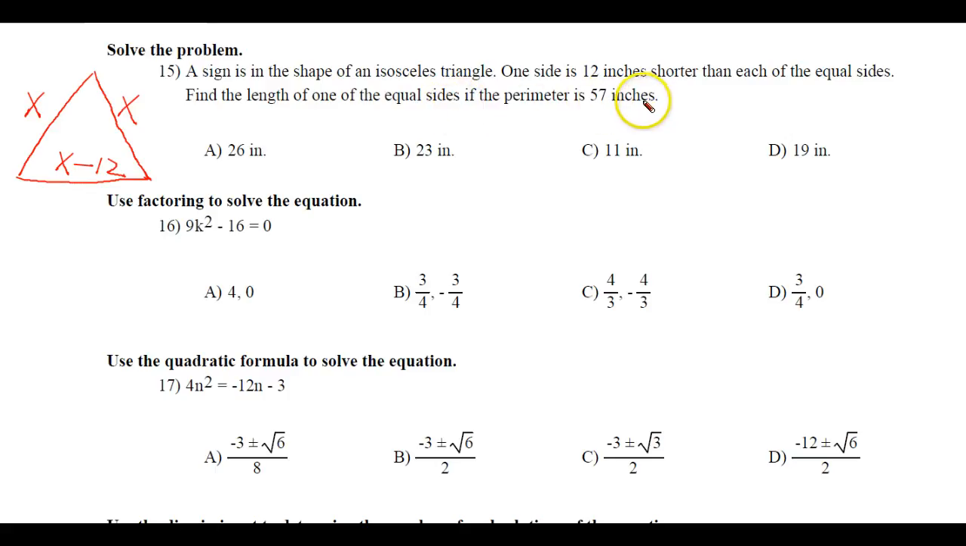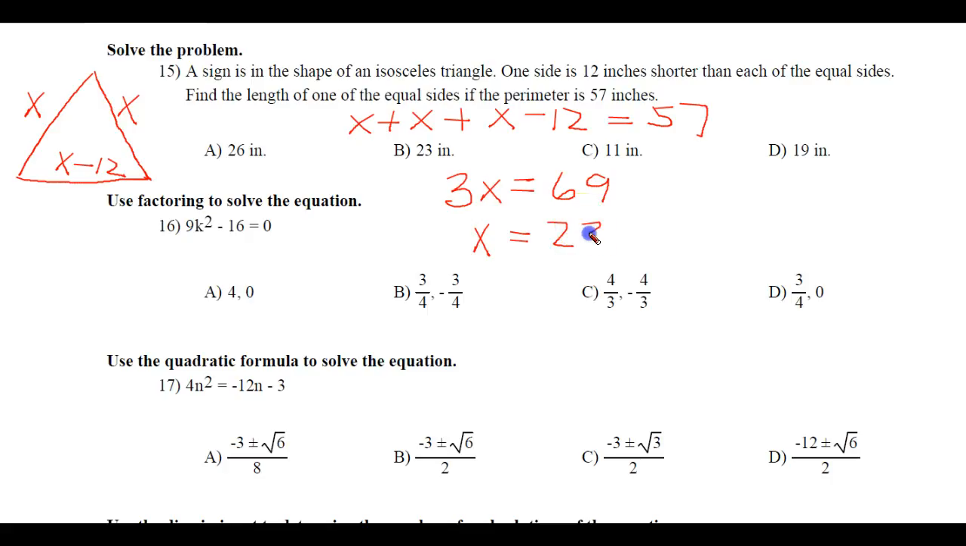So you can pause, or you can write the equation. x plus x plus x minus 12 equals 57. So we could group like terms, subtract or add 12 to both sides. Now divide both sides by 3. We get 23. And that would be the equal sides is what they want.